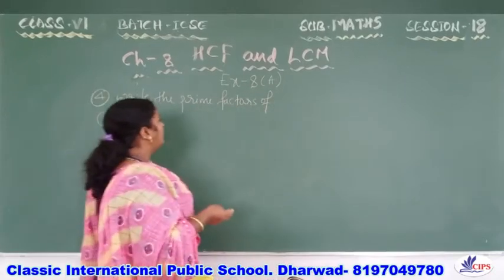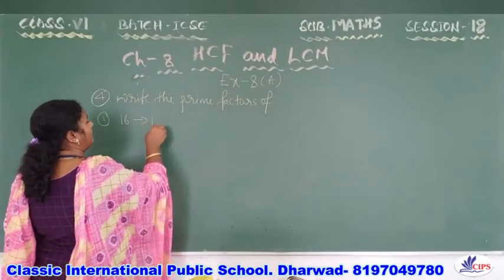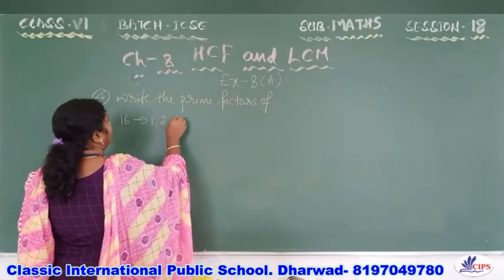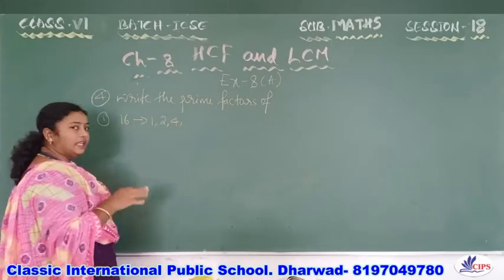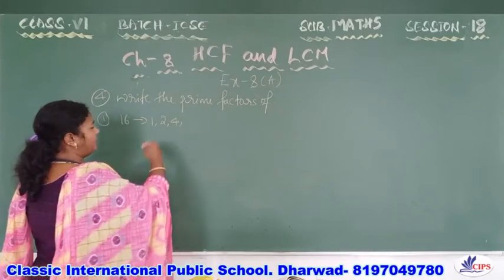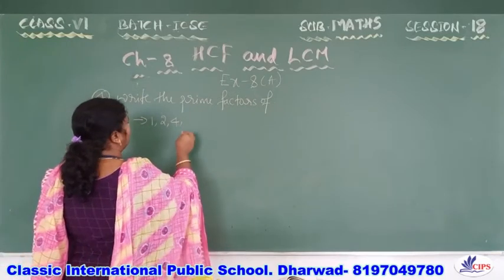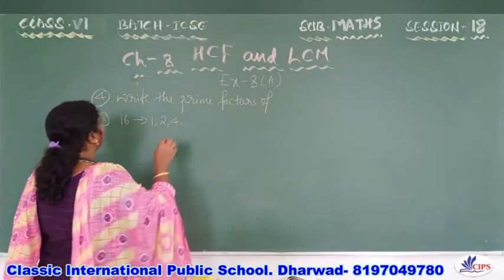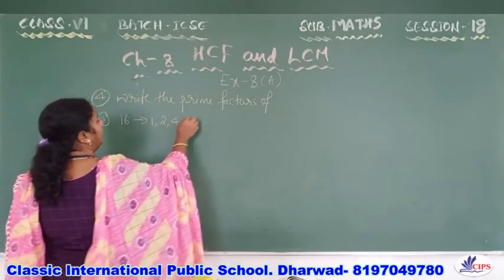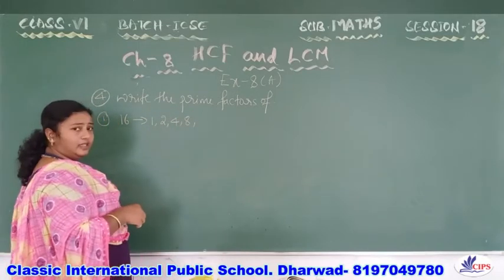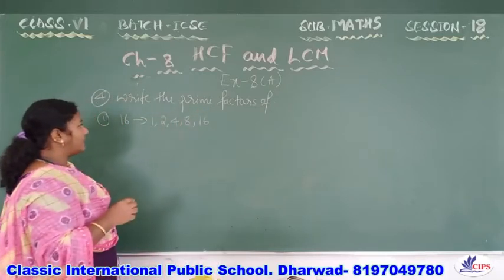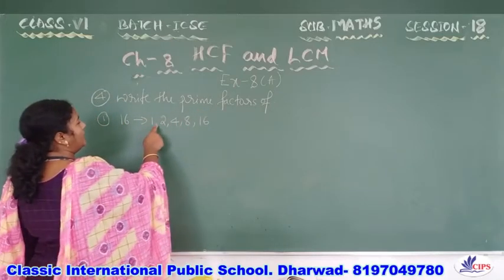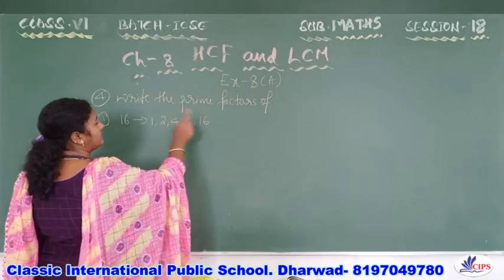I will write the factors of 16 here. 1, 2, then 4. 3 will not come because 3 does not divide 16 completely. After 4, not 5 also, 6 no, 7 no, 8 yes, 8 we can write. 9, 10, 11, 12 no, directly it is 16. These are the factors of 16: 1, 2, 4, 8, 16.